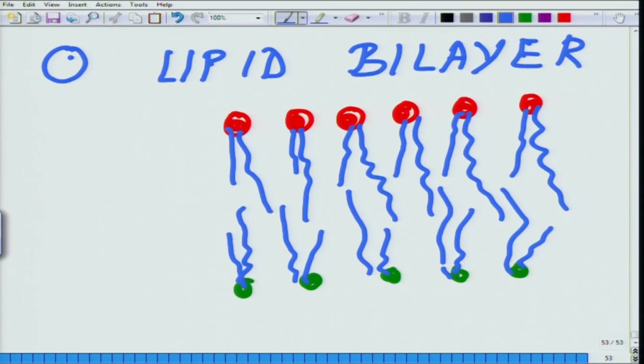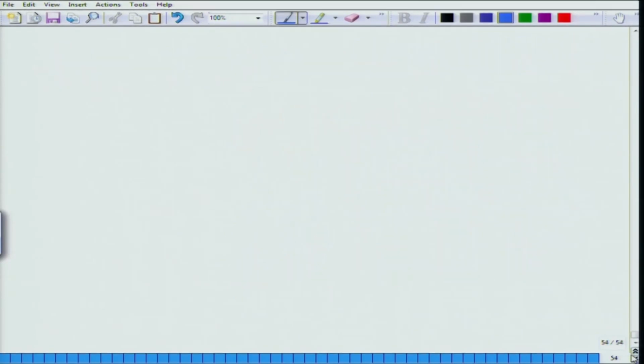So, is there a way how we can recreate this lipid bilayer in the lab? There are two different ways you can do it. We will be talking about one of the techniques first, which falls under the preparation of lipid vesicles in order to study the lipid bilayer. So, how is it done?